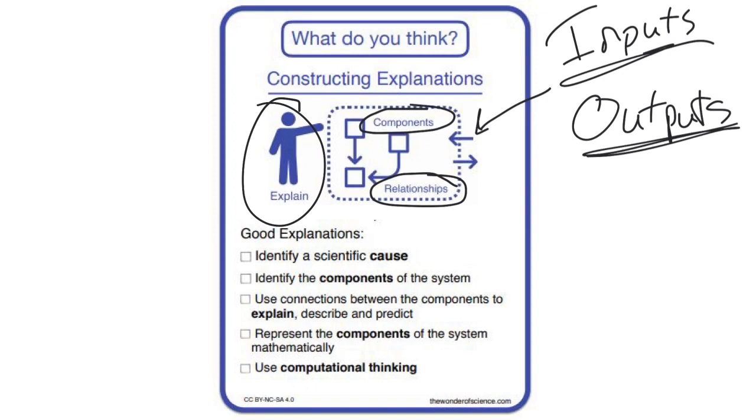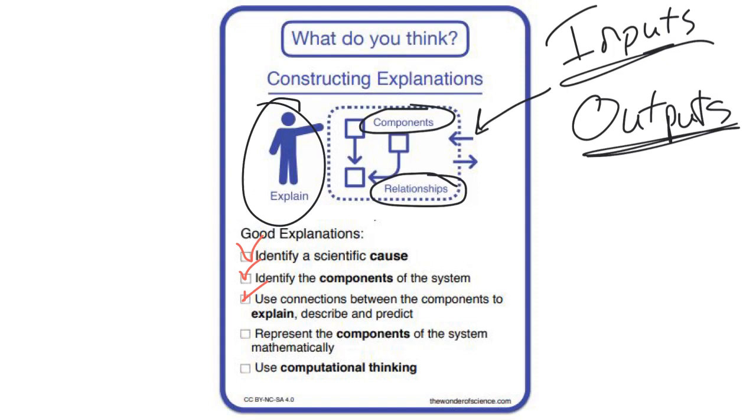And so good explanations using a system model have a scientific cause. Hey, what is causing the phenomenon that we're seeing? They identify the components of the system. So I identified a deer and a wolf in that ecosystem. So what is making up this system? And we want to label those. And then using those connections between the components to explain, describe, and predict what's going to happen in the system.